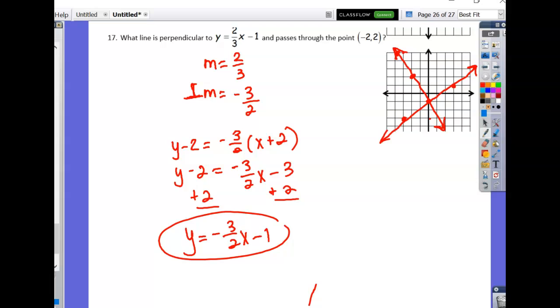Notice they are perpendicular. So I want you guys to try the problems that we skipped and check it out with what we have.